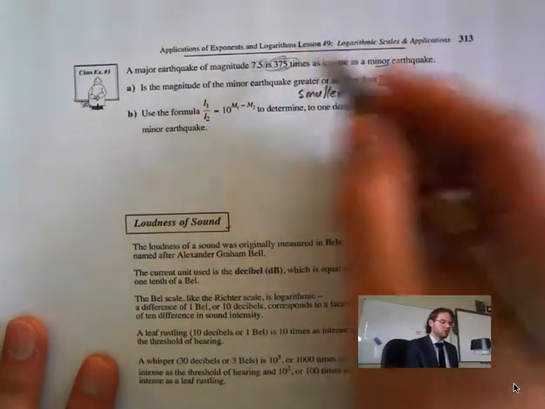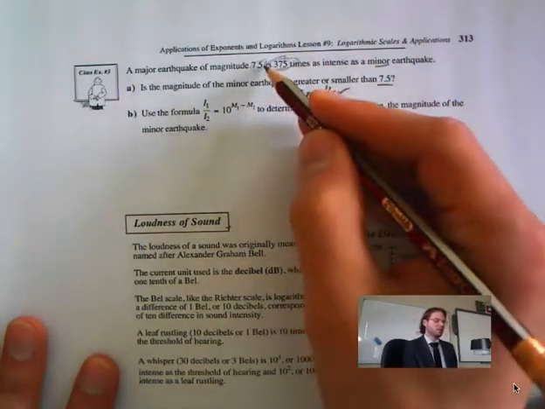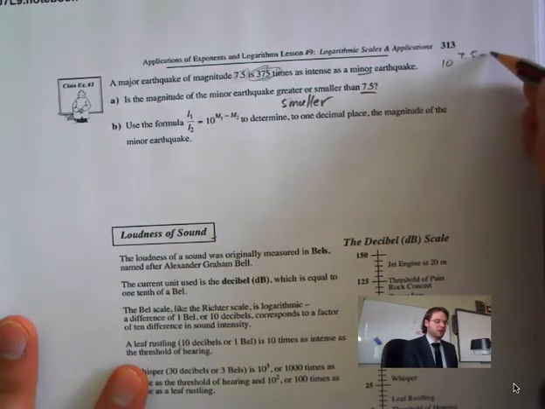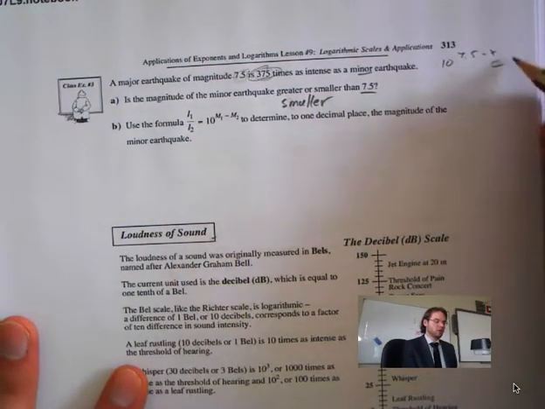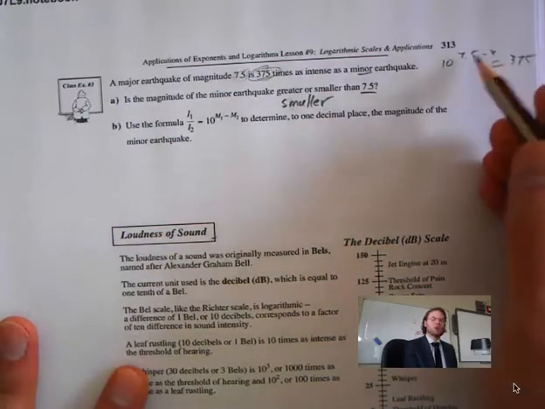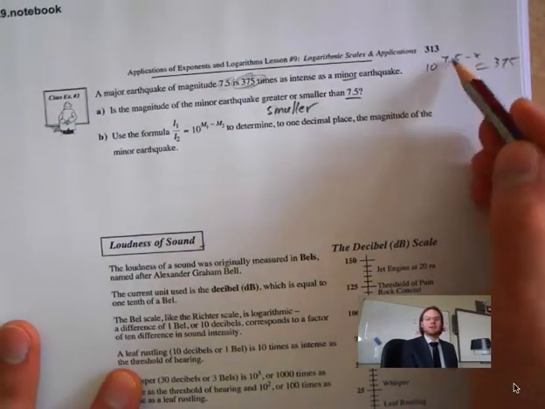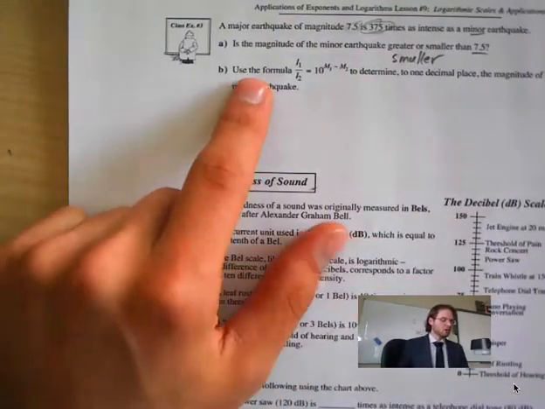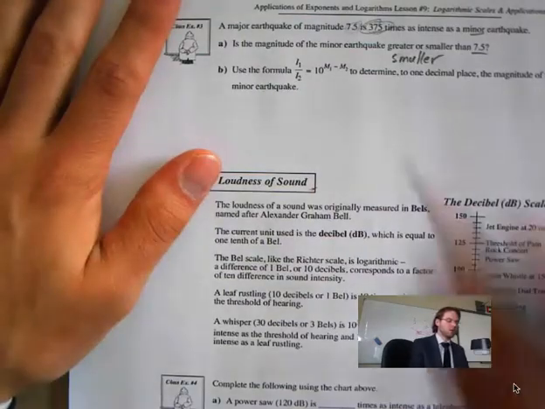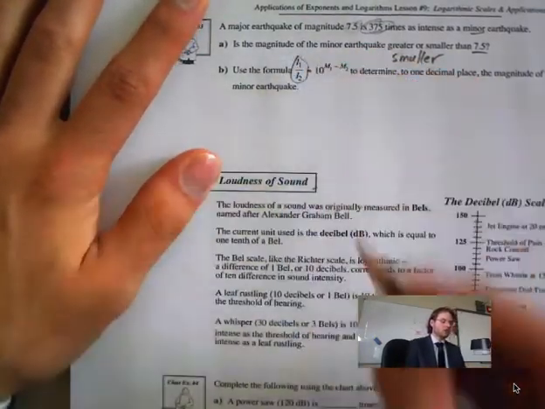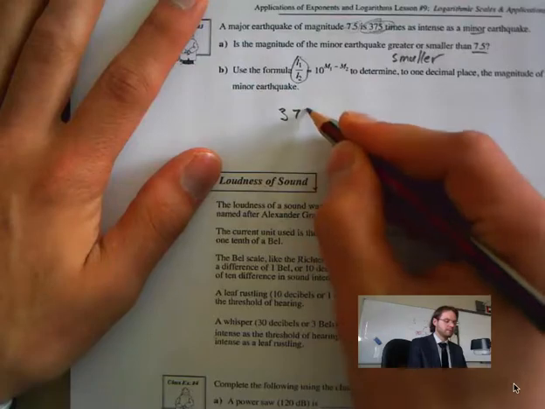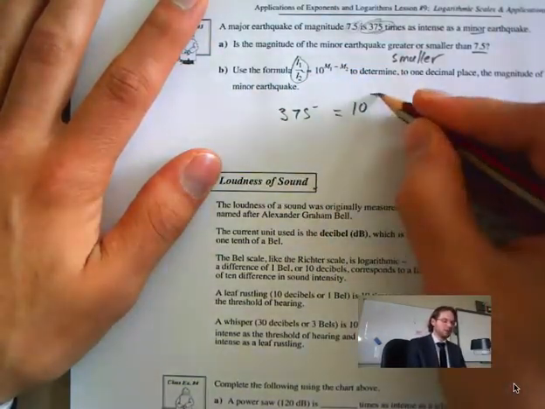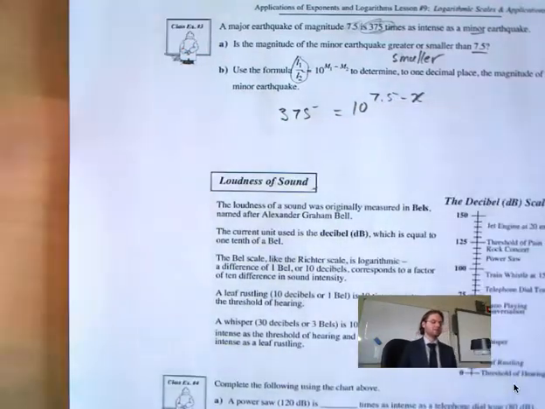Okay? Because it's going to have to be 7.5 subtract something, 10 to the power of 7.5 subtract x must equal 375. So we know that this has to be bigger, because if it's negative, it's going to be 1 over something. So use the formula to determine the magnitude of the minor earthquake. So we know our ratio is 375. So this here, my ratio, is equal to 375. And I have 10 to the power of 7.5 minus x.